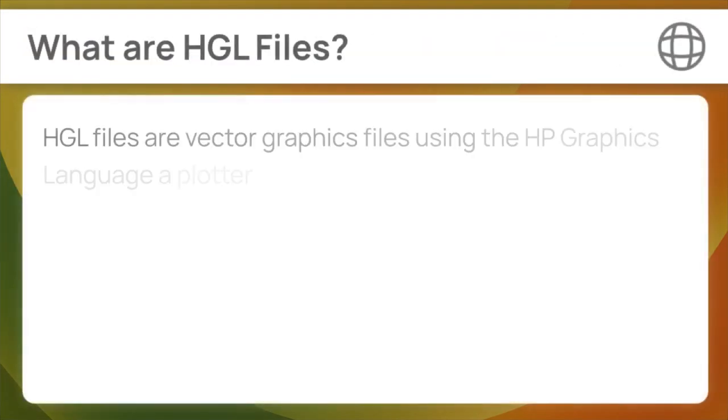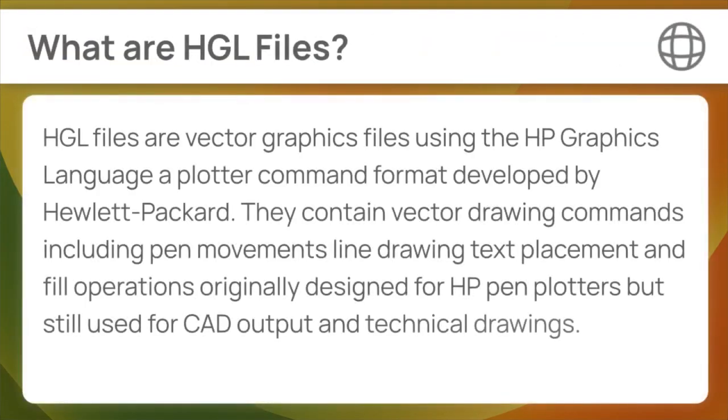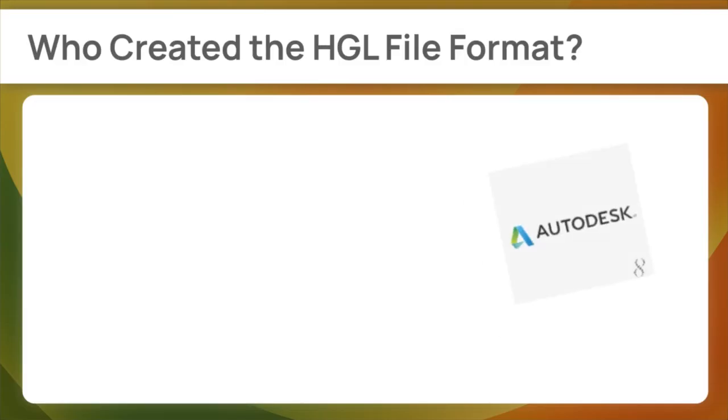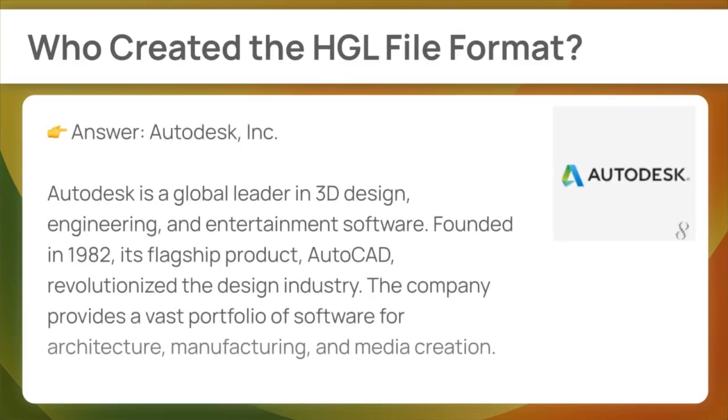HGL files are vector graphics files using the HP Graphics Language, a plotter command format developed by Hewlett-Packard. They contain vector drawing commands including pen movements, line drawing, text placement, and fill operations, originally designed for HP pen plotters but still used for CAD output and technical drawings.